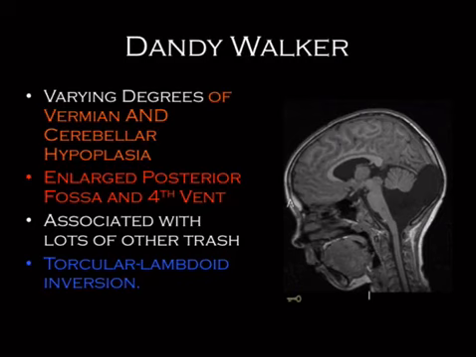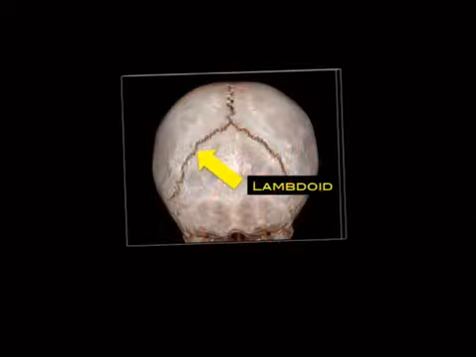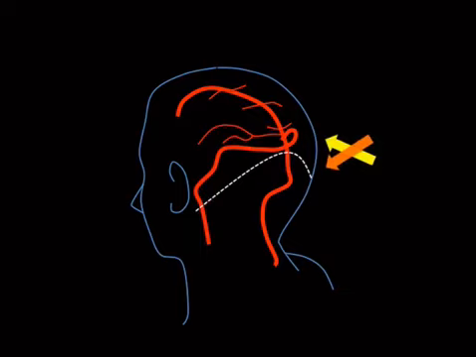So you end up with this enlarged posterior fossa, and that creates this torcula-lambdoid inversion. So what the hell is that? I mentioned this in one of my other talks. This thing here is the torcula, the so-called confluence of sinuses. The lambdoid is a suture on the back of the skull. And when their relationship, which is normally like this, becomes inverted like that, that is torcula-lambdoid inversion. It occurs secondary to a high tentorium and is a classic buzzword for Dandy-Walker malformation.